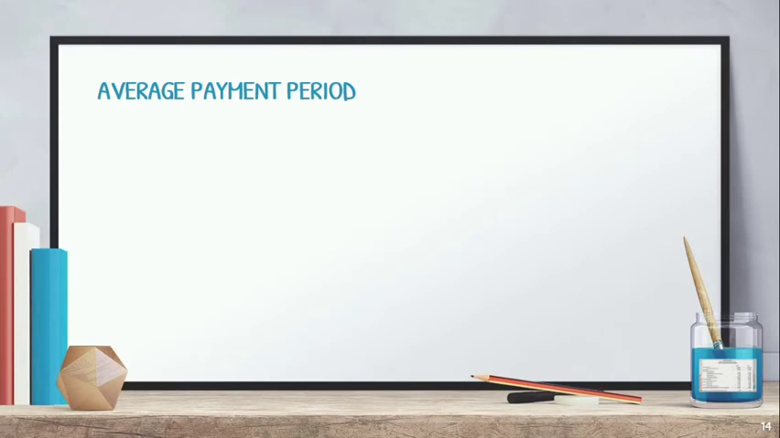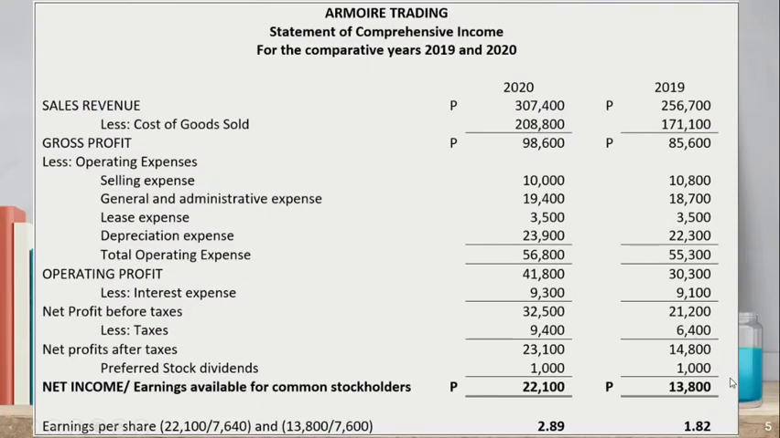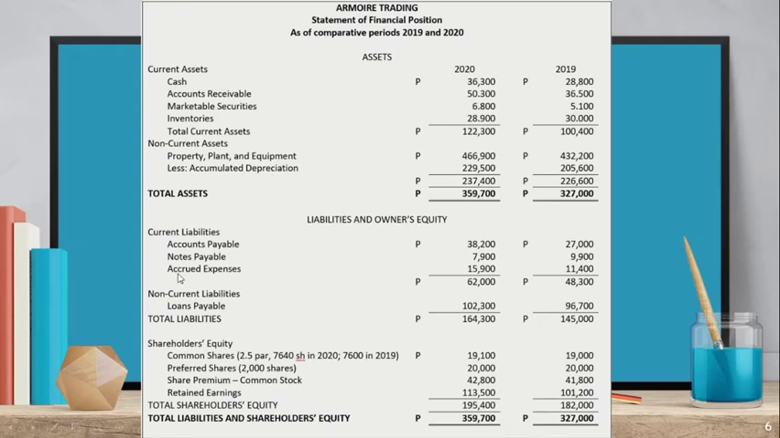The next is average payment period. Kung ang ACP is number of days before a receivable is collected, kaning average payment period is the number of days before we settle our payables. So, instead of accounts receivable, i-change ra nato siya to accounts payable. Then, ang atong annual purchases divided by 365. So, computing Morse's APP, atong accounts payable nato is 38,200.